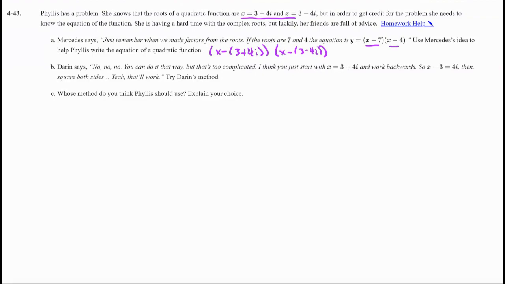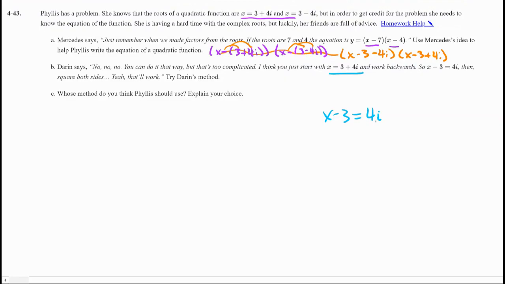Okay, sorry. I'm rewinding really quick because I just want to distribute this negative to make it nice and easy. So x minus 3 minus 4i, x minus 3 plus 4i. Okay, now I'm done with this one. Okay, so the second one here, we got x minus 3 equals 4i.